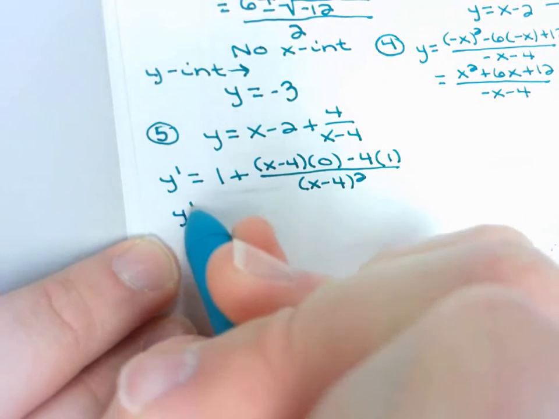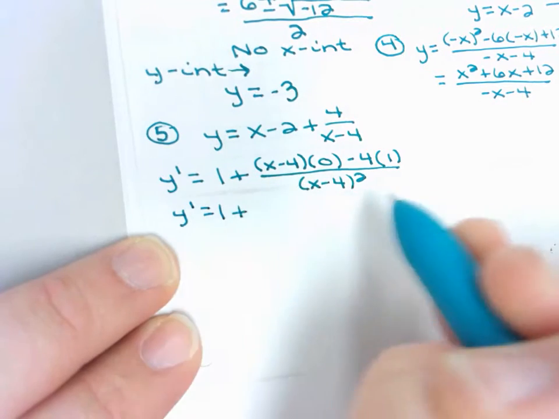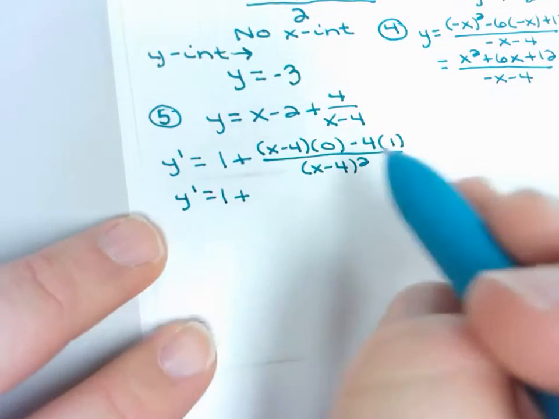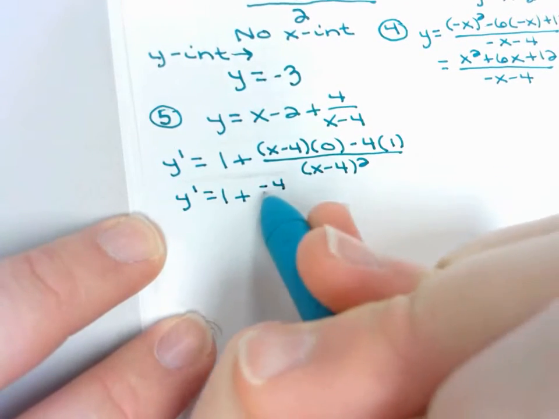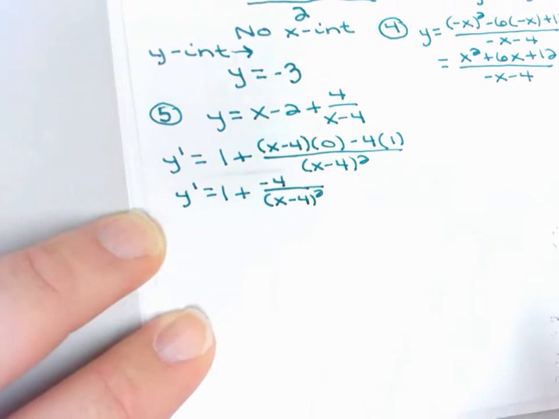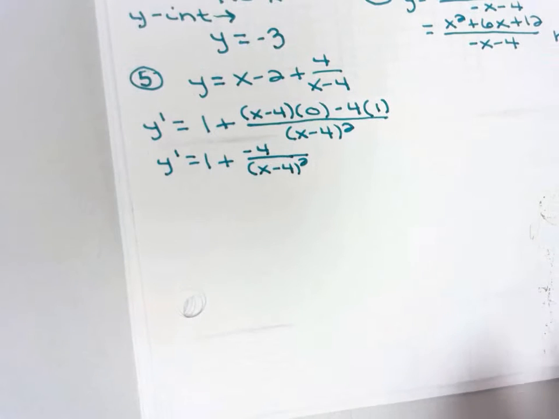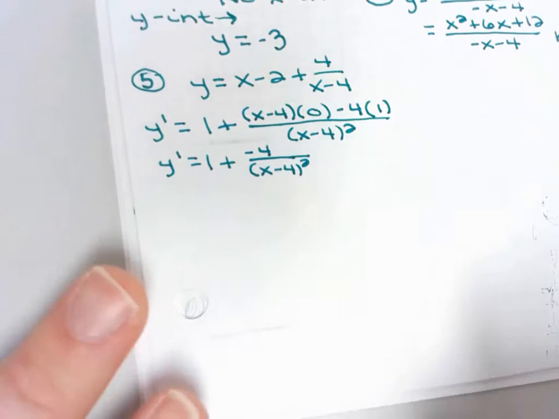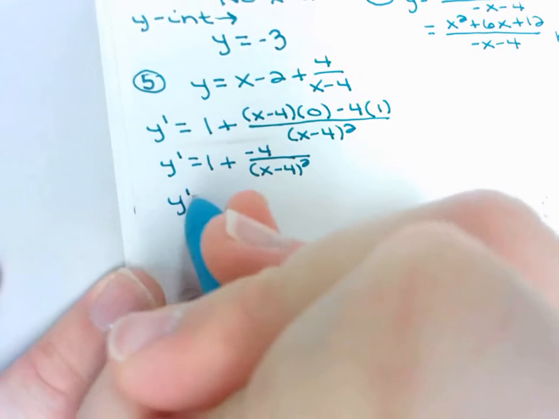So we're going to have y prime equals 1 minus 4 over x minus 4 squared, because the 0 cancels out the x minus 4 part. I have a negative 4, I have an x minus 4 squared. Let's simplify this. Since I have two fractions, let's combine it into 1 real quick. It'll be easier to look at.